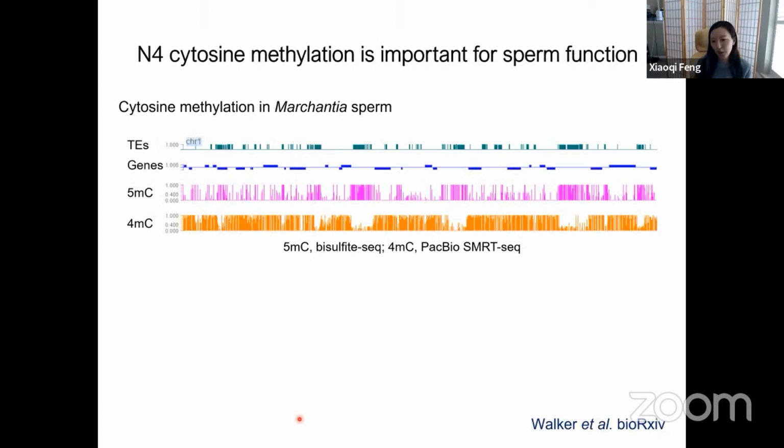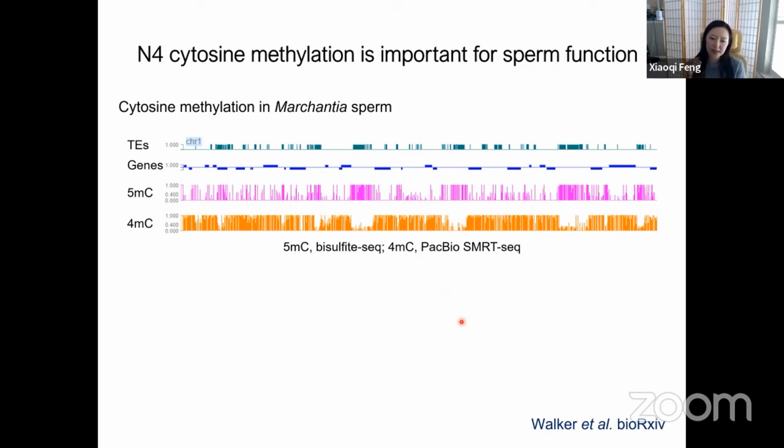So now I just want to quickly show you how this looks in the genome. So here, this pink trace shows 5mC methylation detected by bisulfite sequencing. And here it shows the 4mC, and this is detected by PacBio's SMRT sequencing. And because we have this developmental series, we observe that 5mC is actually catalyzed first. And then at the very last stage of sperm maturation, when these two enzymes are specifically expressed, 4mC is catalyzed in the genome where there is no 5mC.